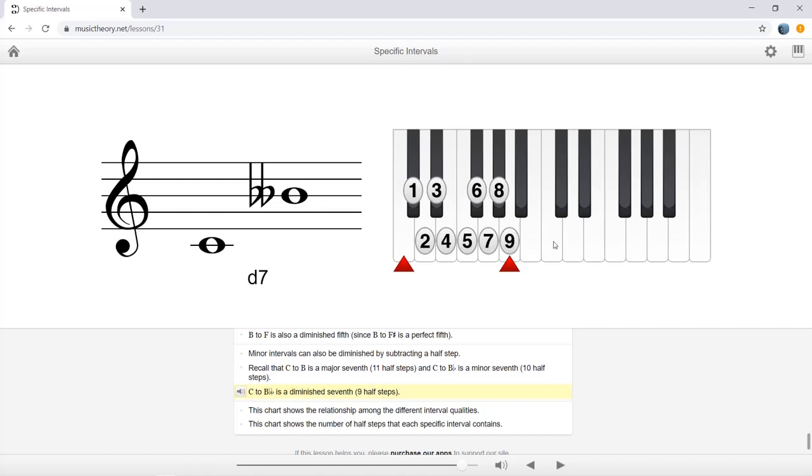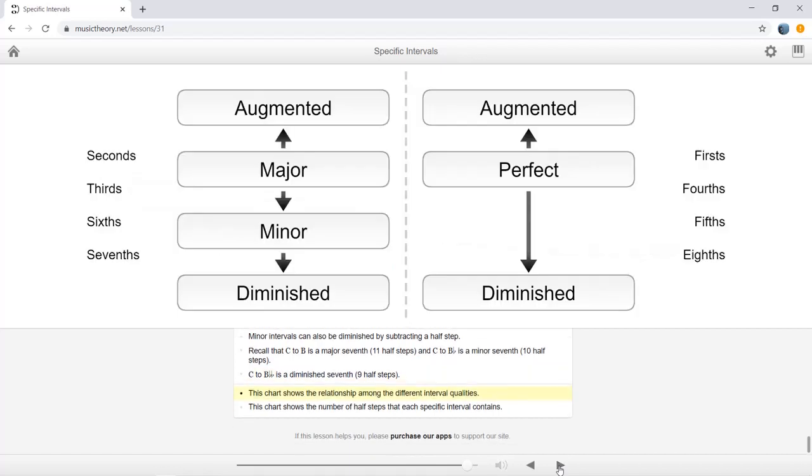If we went up here and called this a B sharp, we went from C to B sharp, then it would be an augmented seventh. So that also is an octave, C to C, but if we called it a B sharp, then we would have to call it an augmented seventh. That doesn't happen very often, but you may see that from time to time.